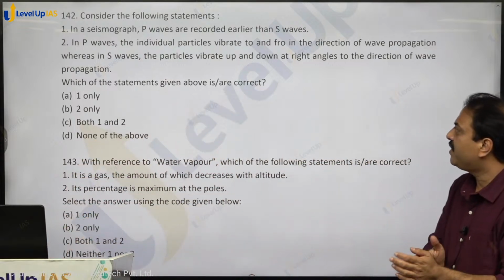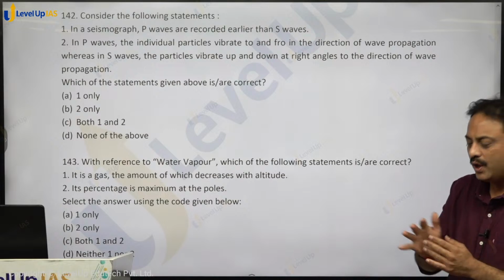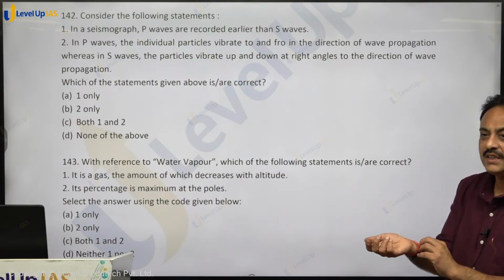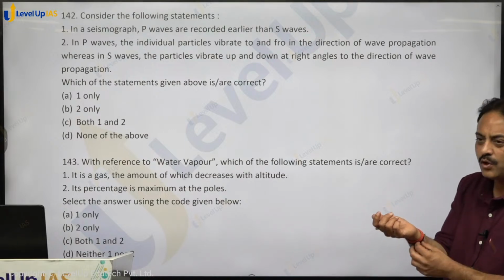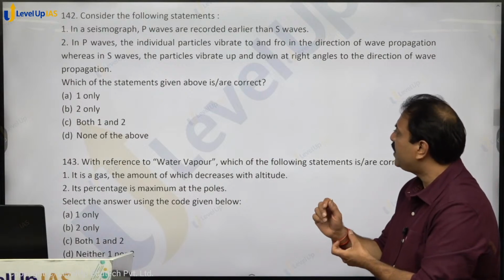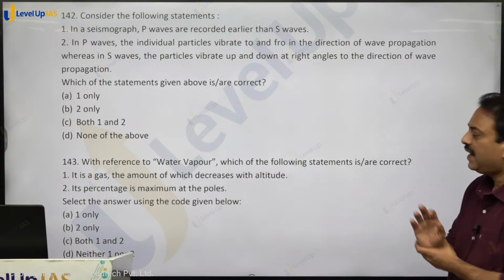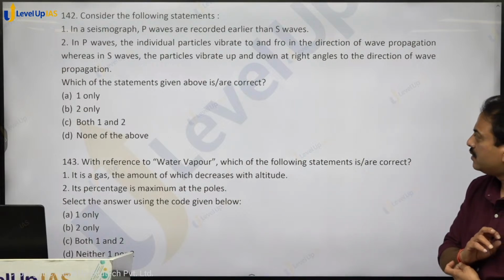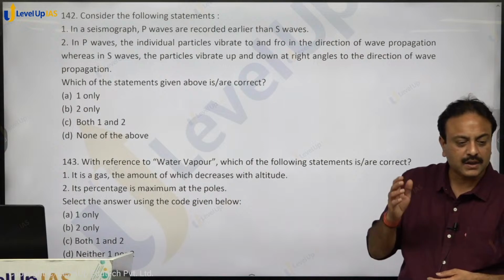In a seismograph, P waves are recorded earlier than S waves, yes or no? P waves are faster than S waves. So they will be recorded first, followed by S waves. In P waves, the individual particles vibrate to and fro in the direction of wave propagation. To and fro in the direction of wave propagation.